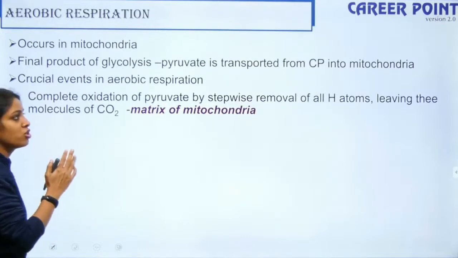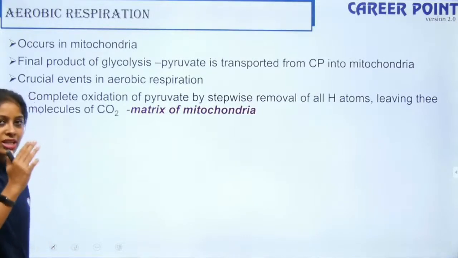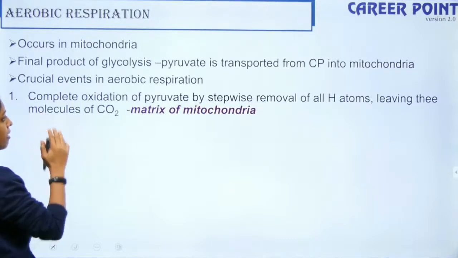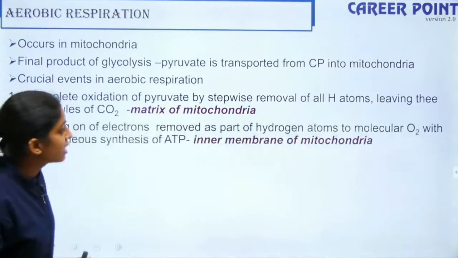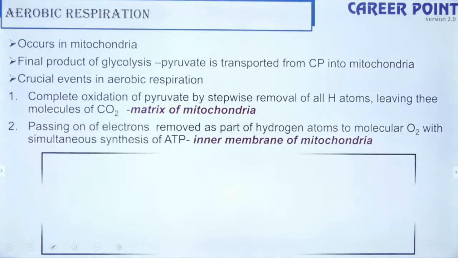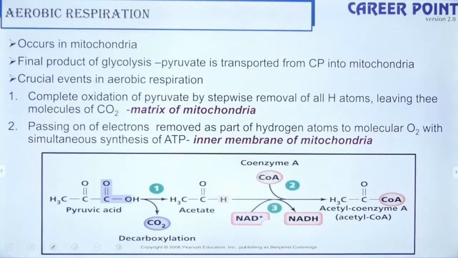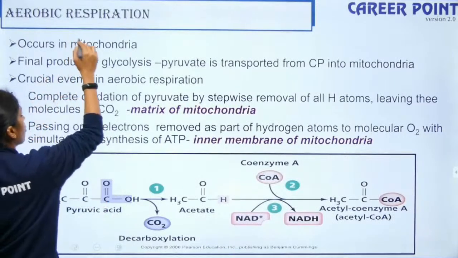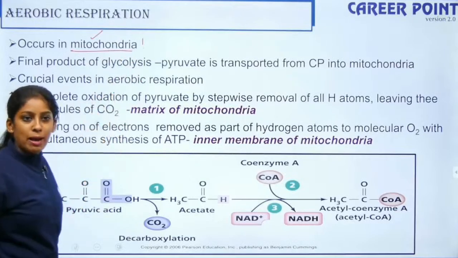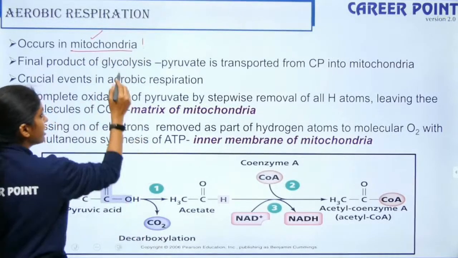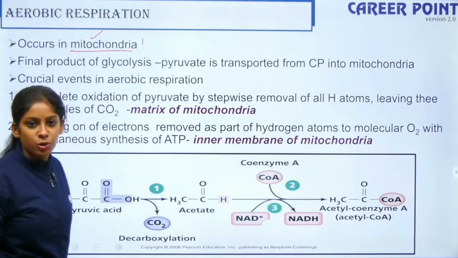First you have what is known as the link reaction. The link reaction also happens in the matrix of the mitochondria, and the electron transport system happens in the inner membrane of the mitochondria. We will talk about it. So understand that aerobic respiration occurs in the mitochondria. Your pyruvate, the byproduct of glycolysis, enters the mitochondria from the cytoplasm.